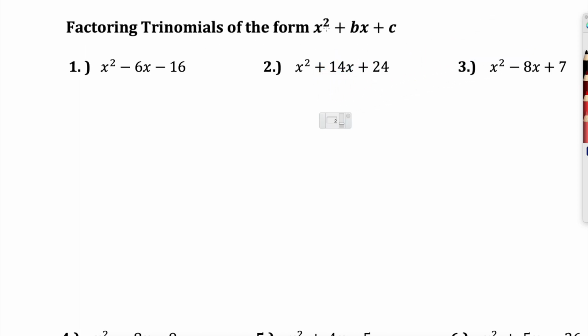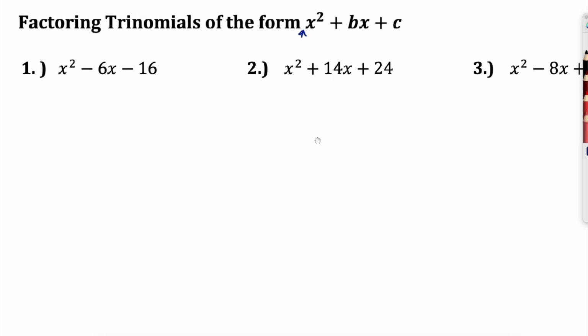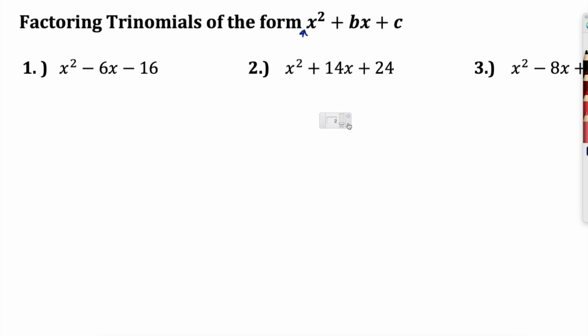Okay, so we're in the form of x squared plus bx plus c, where our coefficient in front of x squared is 1. So this makes it a little bit easier for us at first. So let's look at number 2 right here in this next section. X squared plus 14x plus 24.